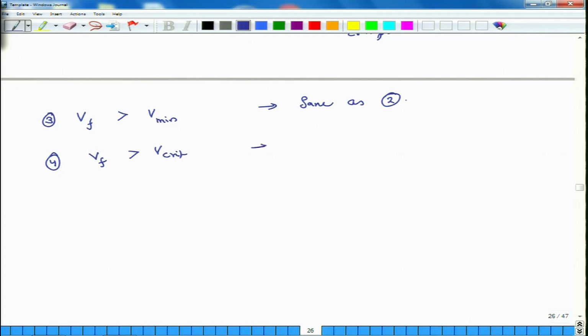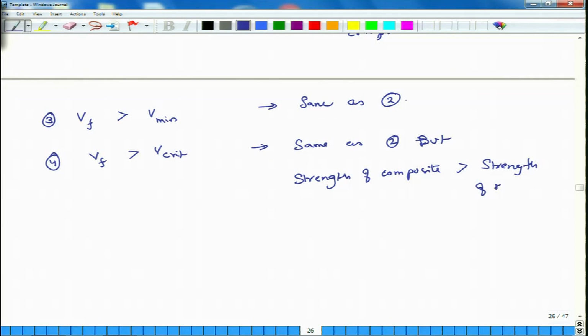So, in this case, same as case 2, but the strength of composite is more than the strength of matrix. Okay. So, if we are designing a composite material, we have to make sure that our volume fraction for fibers should exceed the critical volume fraction.